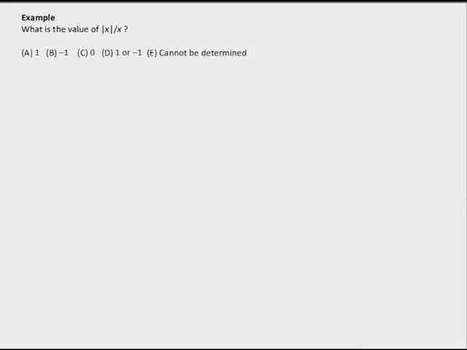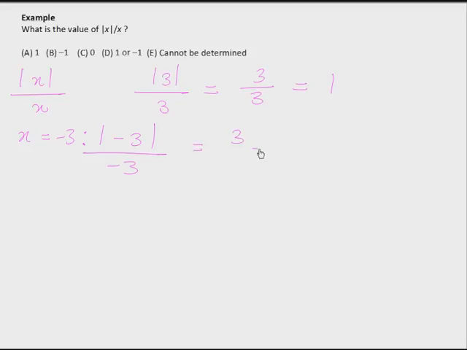What is the value of absolute value of x divided by x? Let's take different numbers and see what we get. So let me take a simple number like 3. Absolute value of 3 divided by 3 is 3 by 3, 1. Let's take a negative number because we know absolute value does things to negative numbers. Let x equal minus 3. So I get absolute value of minus 3 over minus 3. But absolute value of minus 3 is 3. So I get 3 over minus 3, which is minus 1.